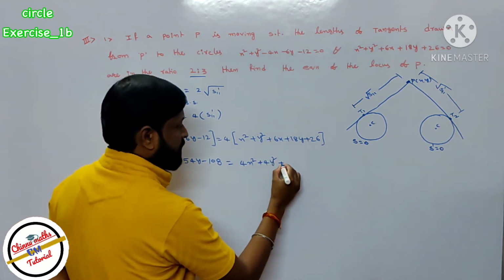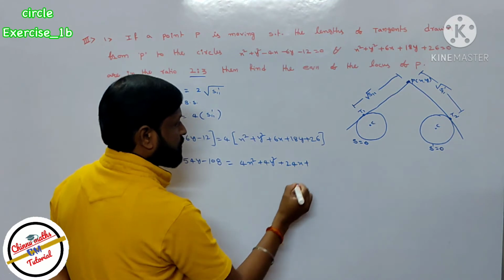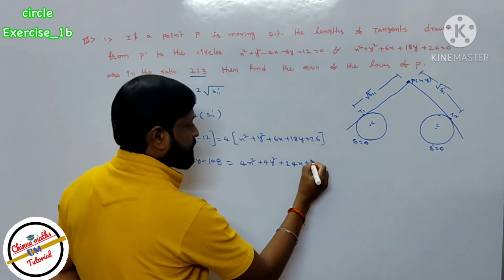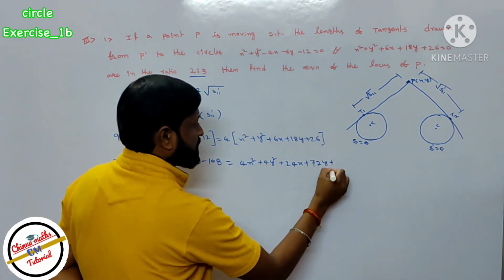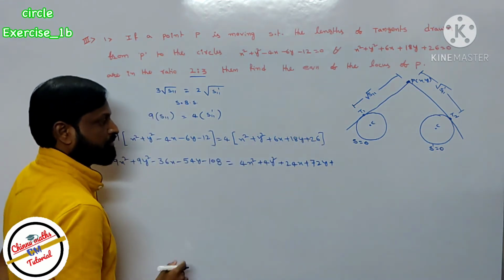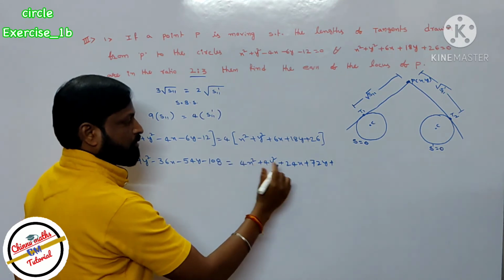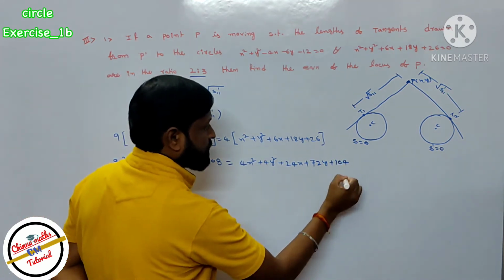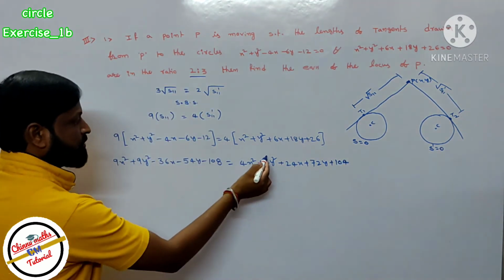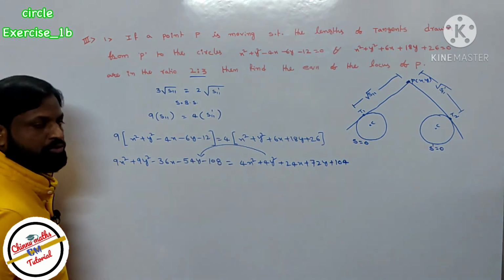4 6s are 24, so 18 4s are 72, plus 26 into 4. What is 26 into 4? 80 plus 24, 104. All these values can be written on this side, and their sign should be changed.